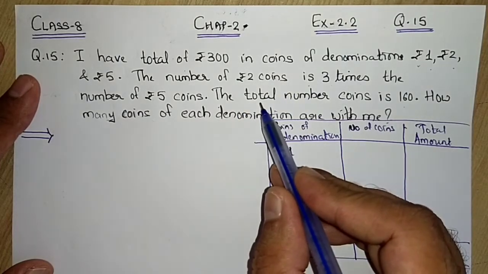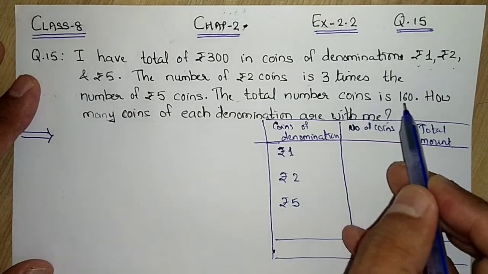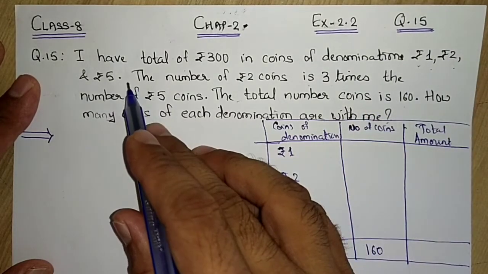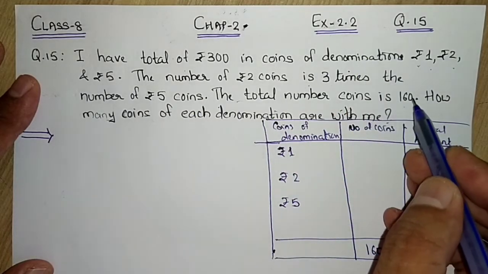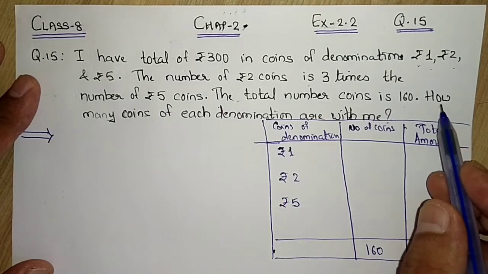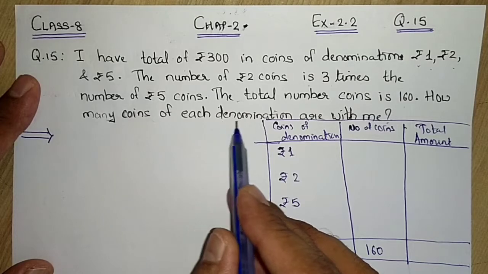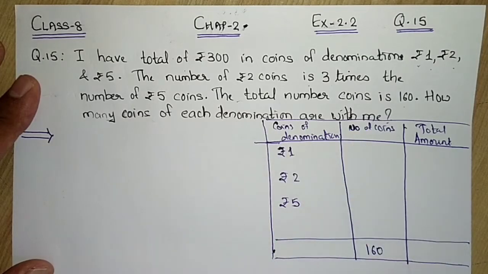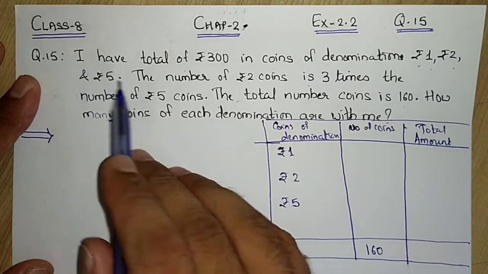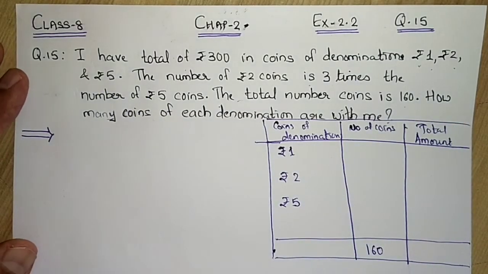The other hint which they have given us is that the total number of coins is 160. That means the rupees 1, 2 and 5 coins together total 160. Now I have to find how many coins of each denomination are with me. That is, how many rupees 1 coins, how many rupees 2 coins and how many rupees 5 coins I have. So let us start with the hints they have given us.